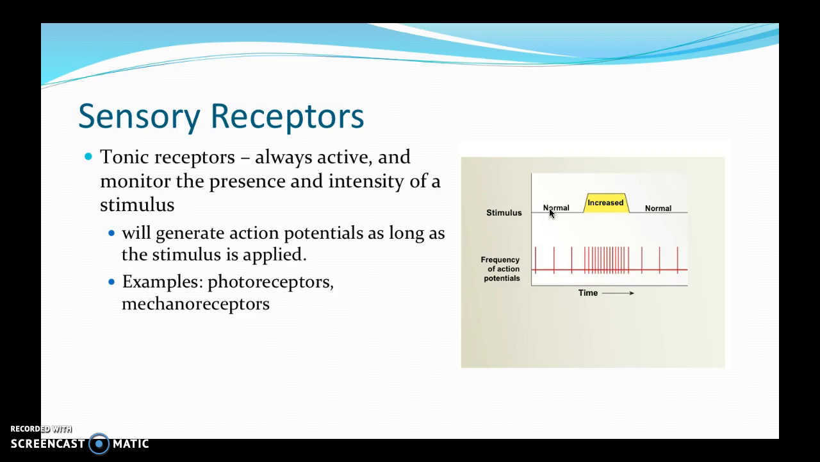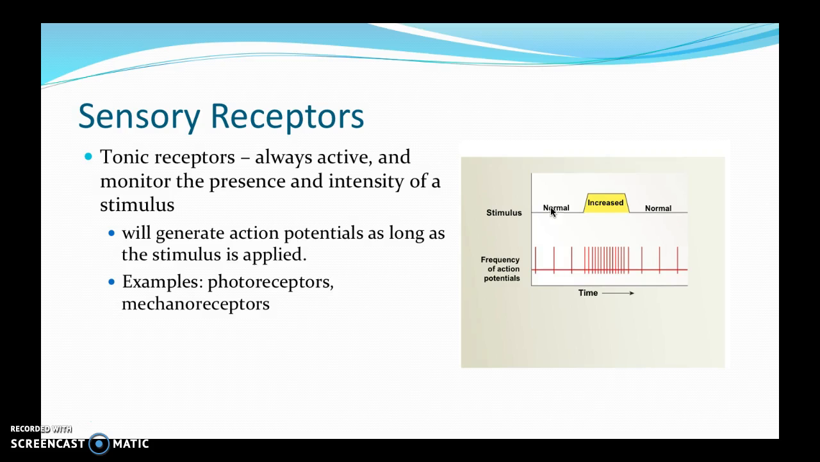Another way to classify receptors is to consider when they are active. There are tonic and phasic receptors. Tonic receptors monitor the presence and intensity of a stimulus. They are always active, even in the absence of a stimulus, and increase the number of action potentials they generate when a stimulus is applied. And they will continue to send action potentials as long as the stimulus is present. Some examples of these tonic receptors are photoreceptors and mechanoreceptors.